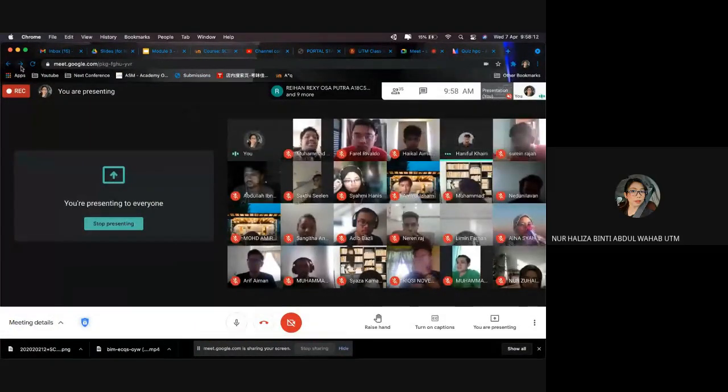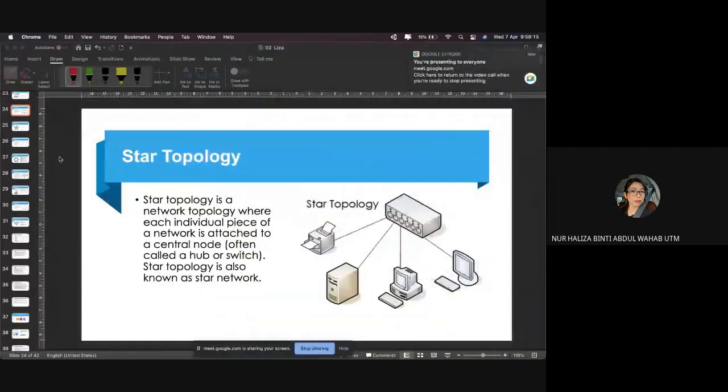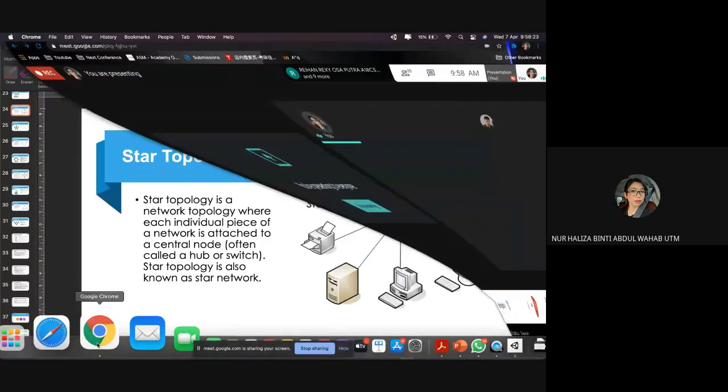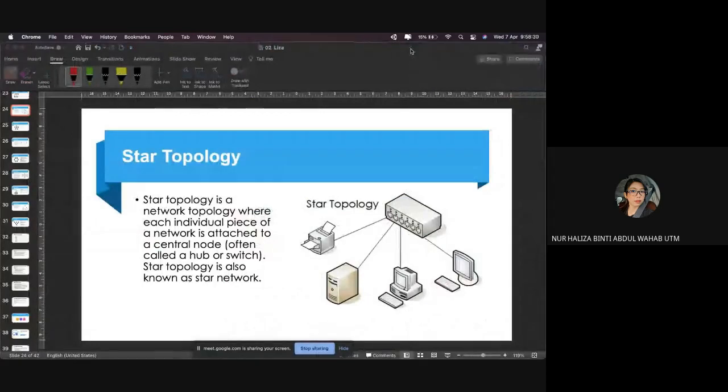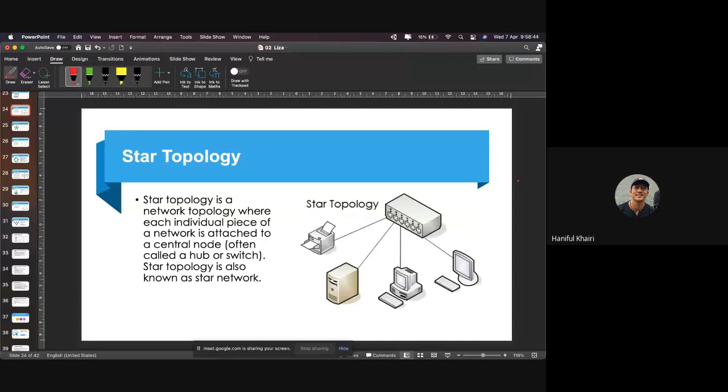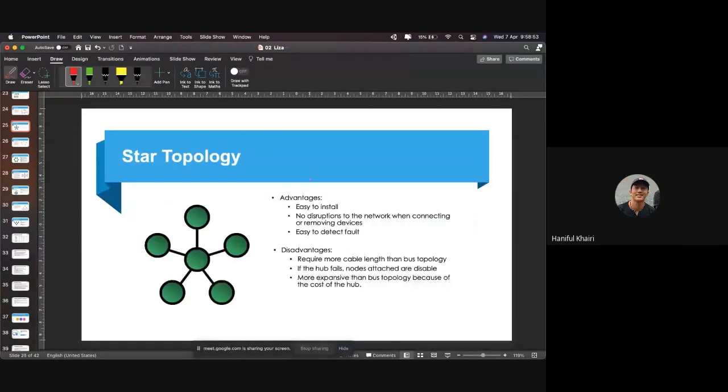Yes, doctor. Okay. Can you share with us what you understand about star topology and what the advantages of using star topology are? Why should I pick star topology, etc.? Star topology. Yes. For star topology, it's easy to install, doctor. The advantages of the star topology.